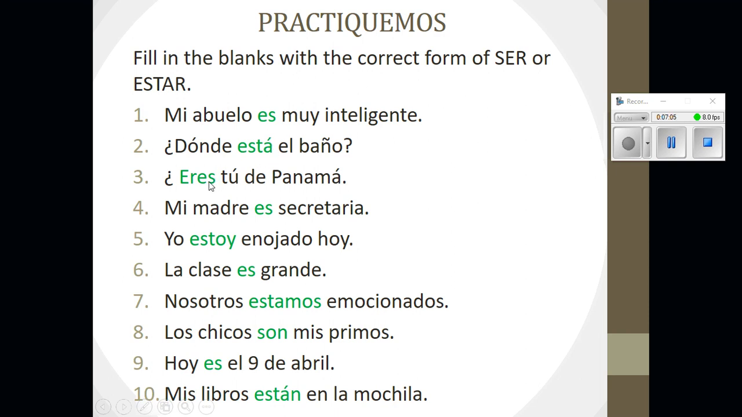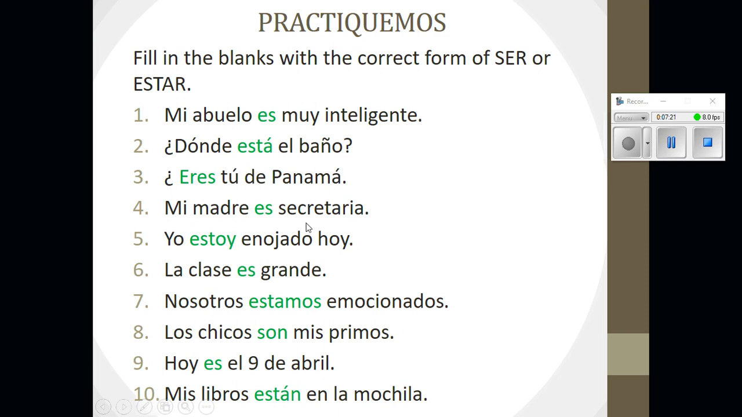Número 3, are you from Panama? And there should be a question mark here, I apologize. But are you from Panama? This is a question of origin. Where are you from? So we need to use ser, okay? And the tú form of ser is eres.